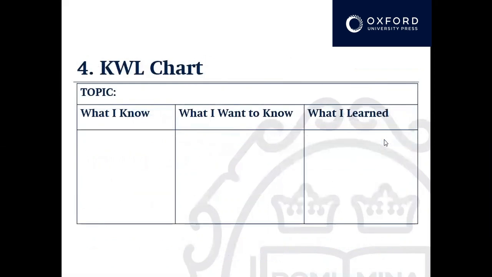The fourth organizer is the KWL chart. The students write down the topic, and in the first column, they write down what they know about it, and in the second column, they write down what they want to know about it. The first two columns will be filled in by the students before beginning a chapter, and the third column will be filled in by the students where they will write down what they've learned after they've finished the chapter.